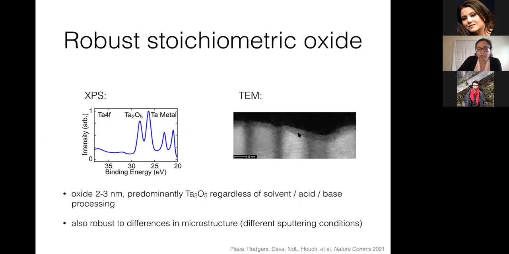And what we found is that, as predicted, the tantalum metal has a much better behaved oxide than niobium does. So we can do detailed XPS and TEM characterization of this oxide. And what we find is that the oxide is always 2 to 3 nanometers and predominantly Ta2O5, regardless of what processing we do. And it also appears to be very robust to differences in microstructure. So if you change the sputtering conditions of the underlying tantalum, we still get basically the same oxide.